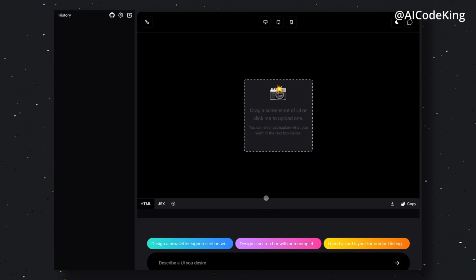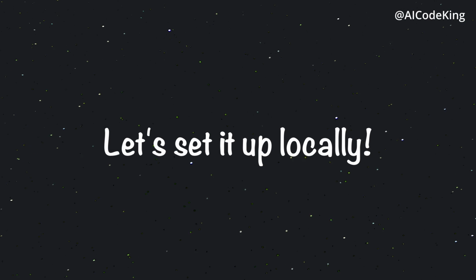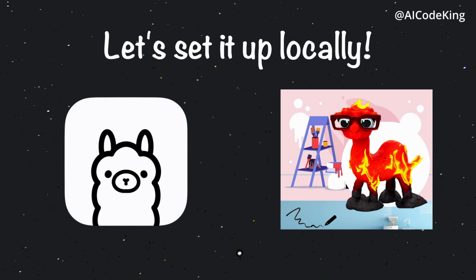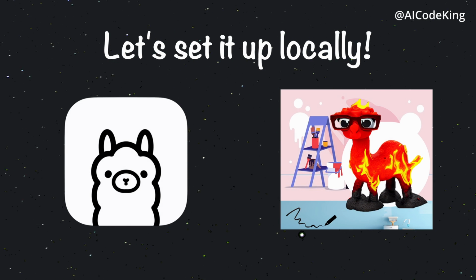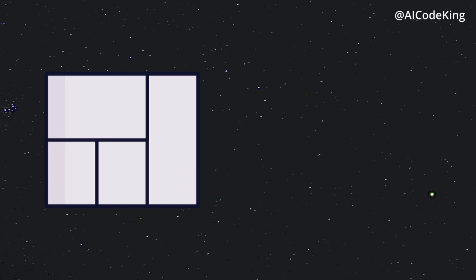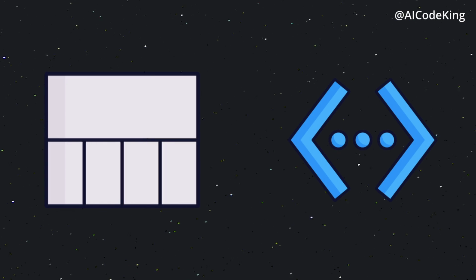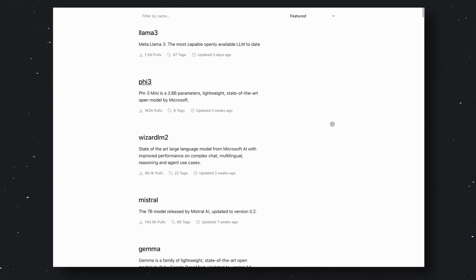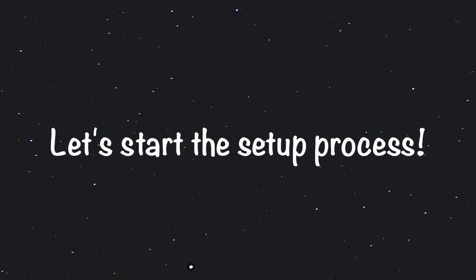But before we proceed, let me also tell you how you can set it up locally with Ollama and the LLaVA model, which allows vision capability. So, you'll be able to convert the screenshots of other sites to code, which is pretty cool. You can also use other better models if you don't want to use the vision capability. Anyway, let's start the setup process.